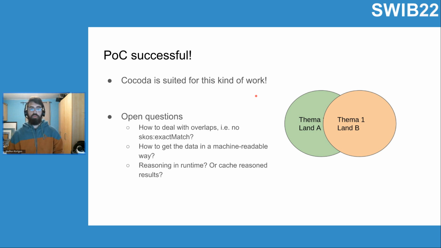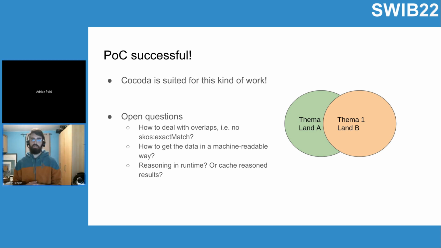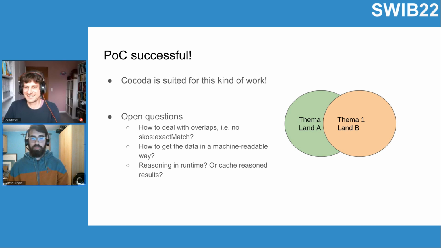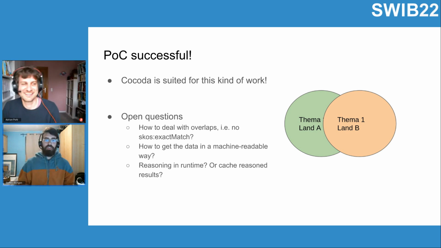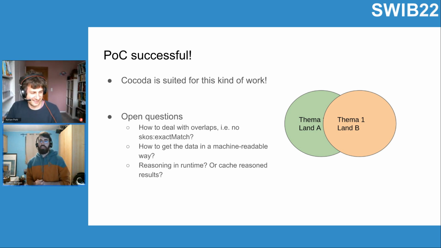So our proof of concept worked, but of course we have a lot of open questions. So for example, how can we deal if two topics just overlap and they are not a SKOS exact match? How do we actually get the data in a machine-readable way, because the states are not publishing it this way? We have to crawl it from the websites. And should we do the reasoning at runtime or use cached reasoned results?